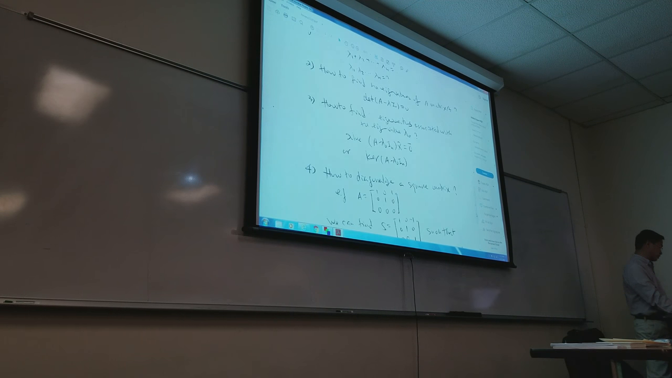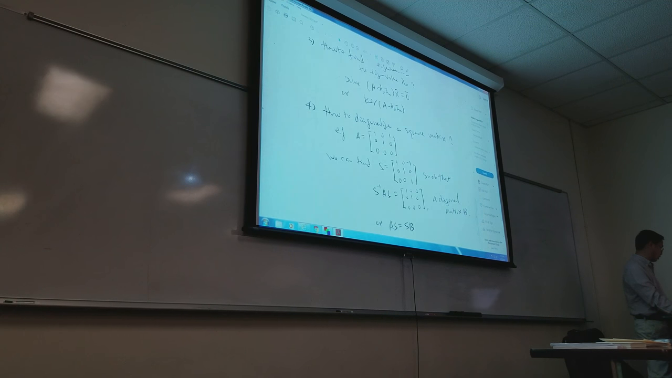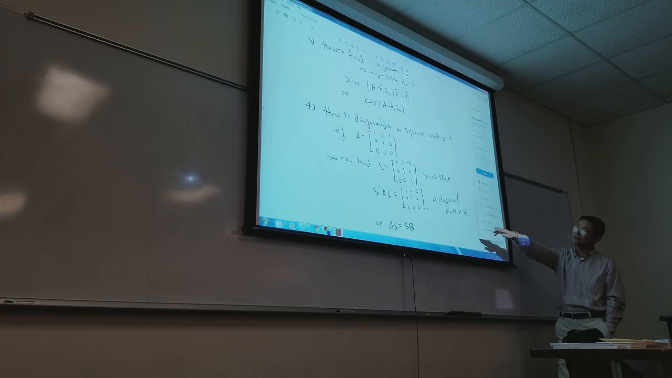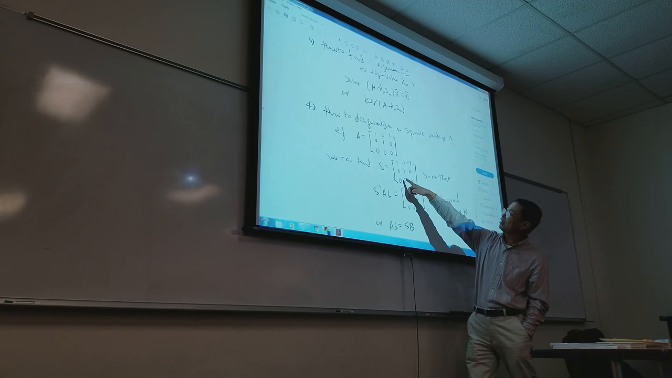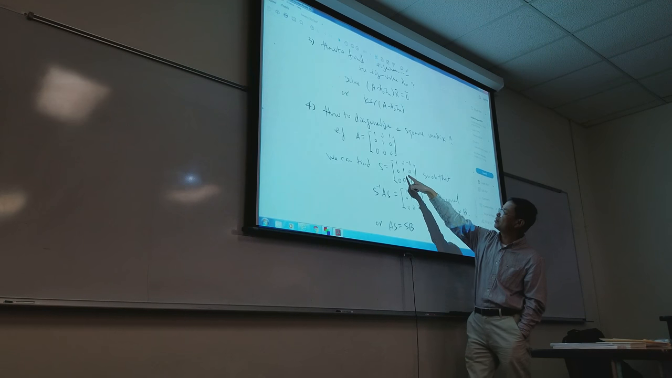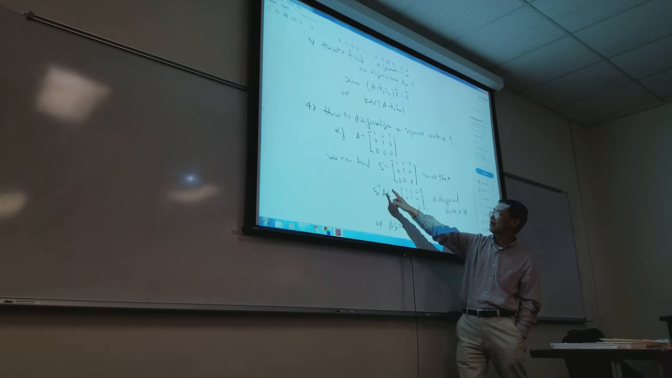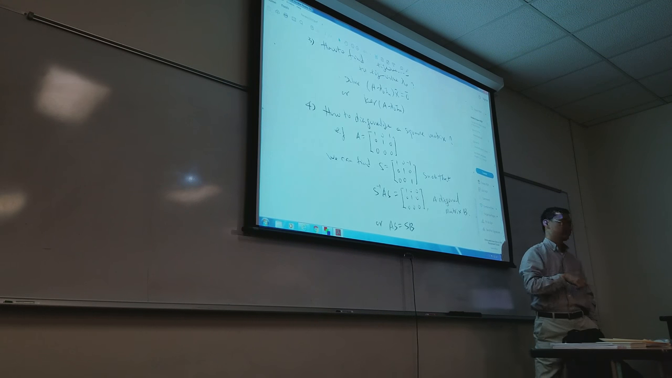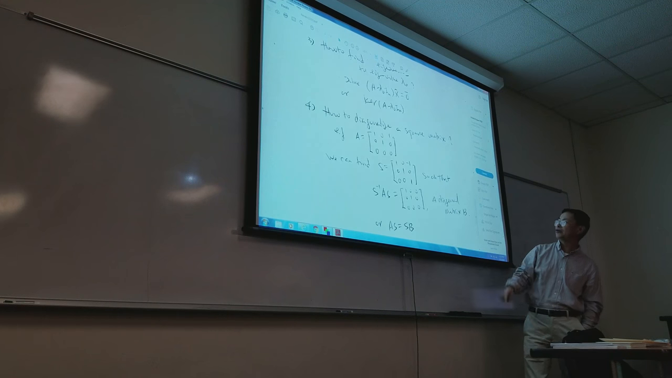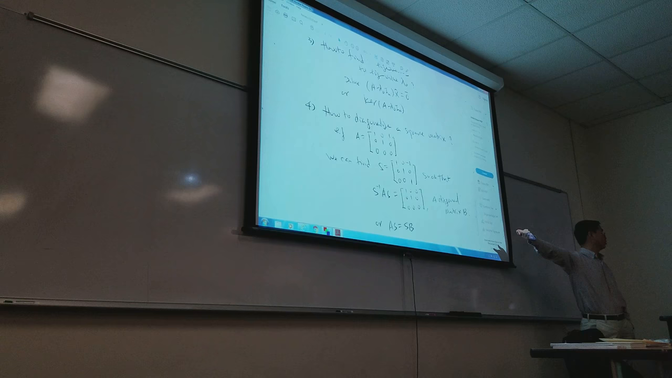So this is an example. I think I will show you how to solve this problem. This is the answer. This matrix A: how to find this invertible matrix S so that the inverse of S times A times S equals this matrix? This matrix is called D, a diagonal matrix. So this is called diagonalization.